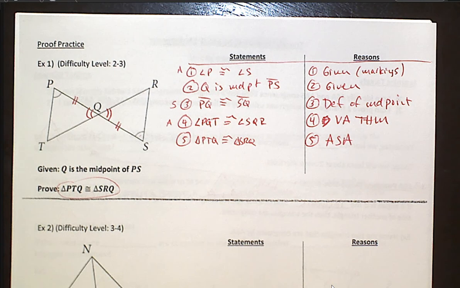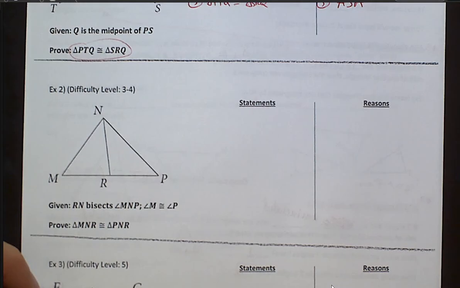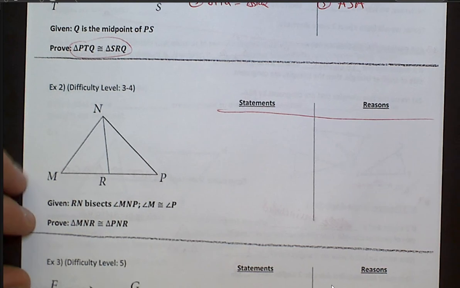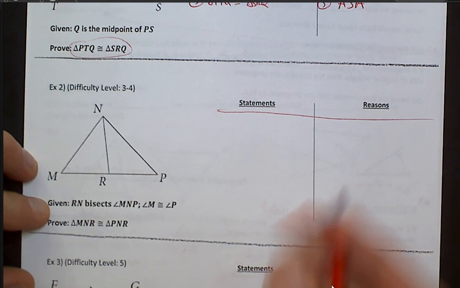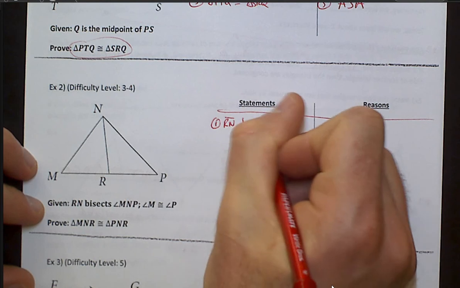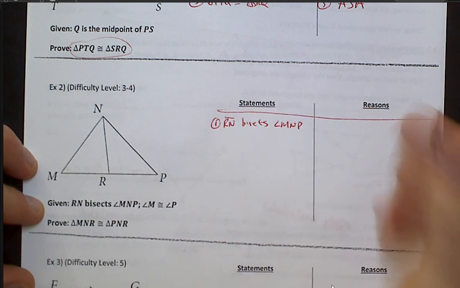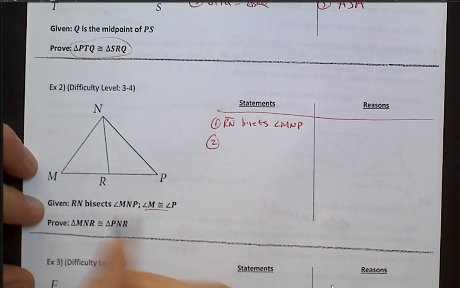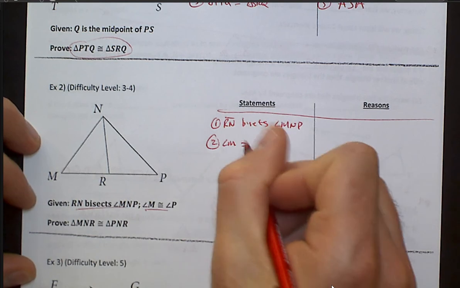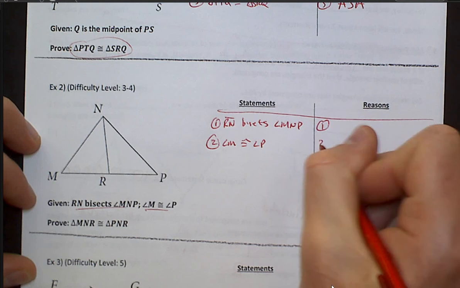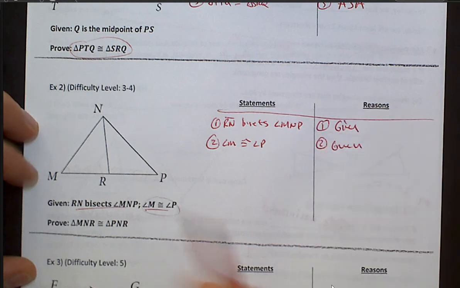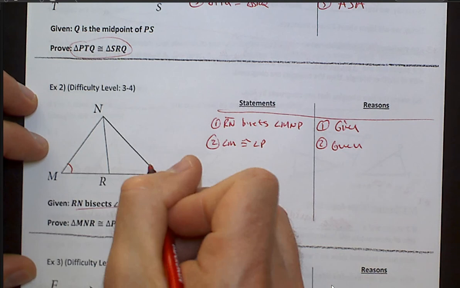So moving on to example number 2. All right, I'm going to make my T-chart there. Okay, here we go. Given RN bisects angle MNP, and then it's got another statement. So this one has two given statements in it. Okay. It also says angle M is congruent to angle P. So for both of these, you get the old given. All right, and I'm going to actually mark angle M with a single tick mark, with angle P single tick mark.